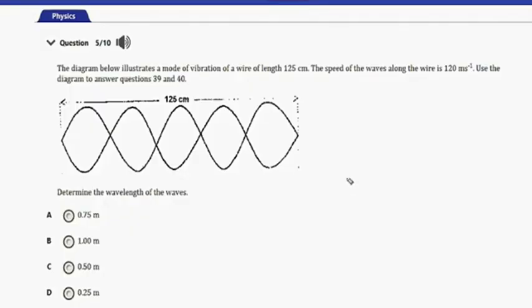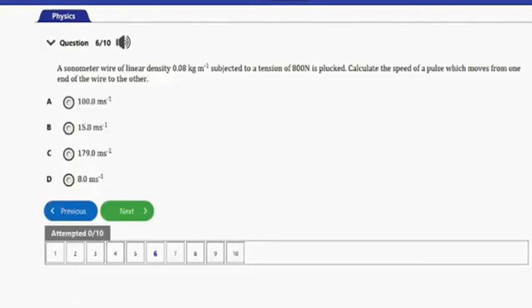Let's go ahead and consider the next question, guys. So the next question we have here is question number 6. It says, a sonometer wire of linear density 0.08 kilograms subjected to a tension of 800 newtons is plucked.